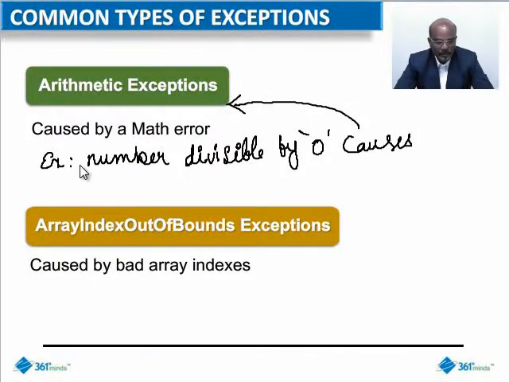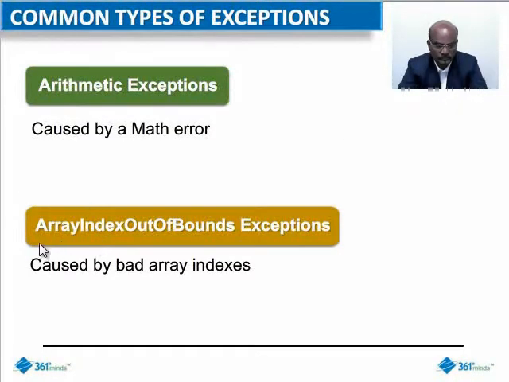The next is the array index out of bounds exception, which is caused by bad array indexes. You know that an array index starts with 0 and maybe it ends with n, and the values that have to be given should be between 0 and n. We will see a sample code on this later on.